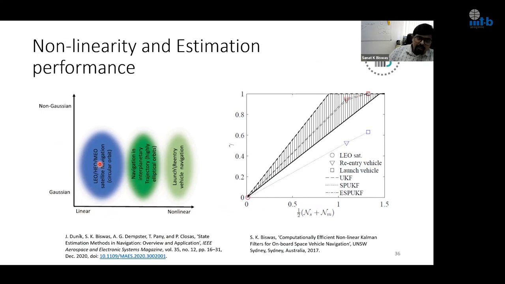So LEO, MEO, HEO, low Earth, high Earth, medium Earth orbit satellites, when they're circular orbits, the nonlinearity index is smaller. And for interplanetary trajectory, elliptical orbits, it's somewhere in the middle, and for launch vehicle and reentry vehicle navigation, your nonlinearity is very high, right? And obviously, although we are considering Gaussian, in reality they are not Gaussian as well. So that is again a different story. Let's not talk about that.